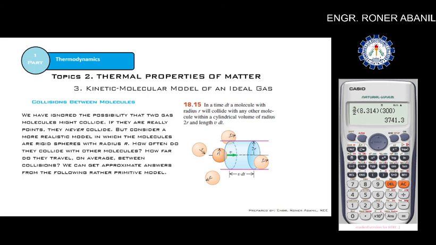So, pasok tayo dito sa tinatawag na collision. So, dito naman sa collision, nagko-collide yung dalawang molecule, yung between molecules, two or more. We've ignored the possibility that two gas molecules might collide. If they are really points, they never collide. But consider a more realistic model in which the molecules are spheres with the radius r, no? How often do they collide with other molecules? How far do they travel on average between collisions? So we can get the approximate answer from the following rather primitive model.